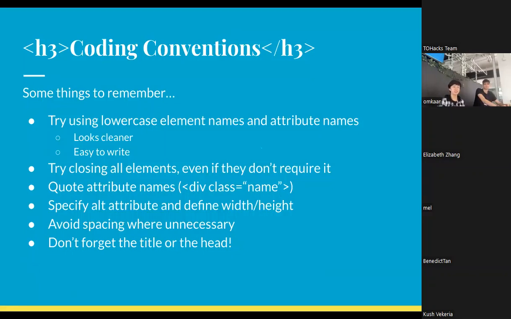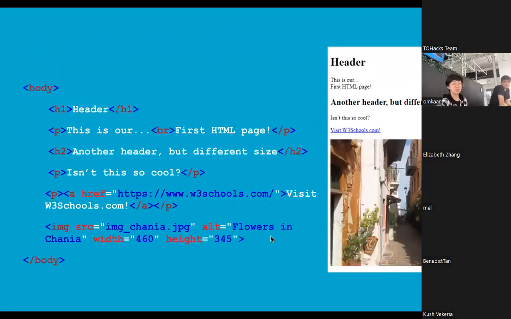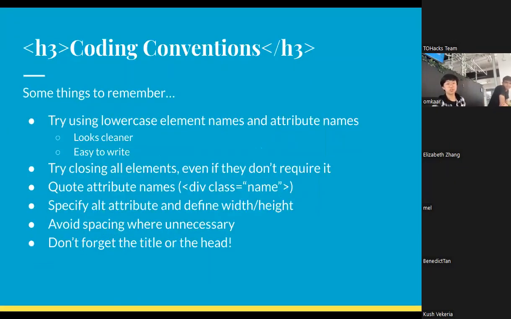I guess we'll get into classes a little bit later on, but each div has a class. And then specify alt attribute and define width and height when you specify the image. So kind of as we mentioned here, the alt is just the alternative, where if the image doesn't generate on the web page, it'll say the text instead. And so width and height is just the width and the height of the image.